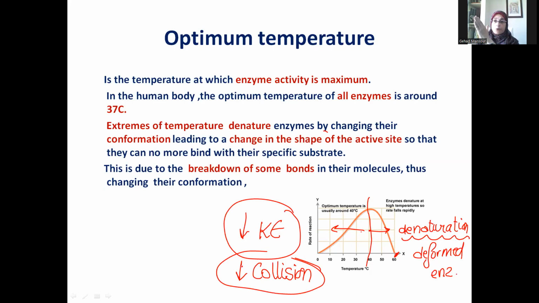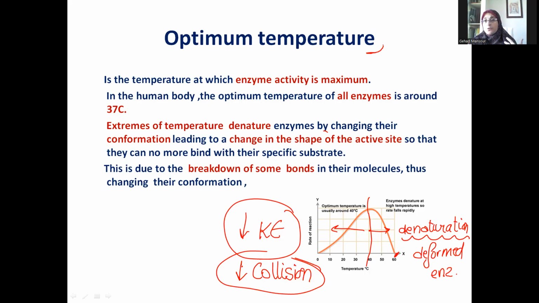Above the optimum temperature, when you reach very high temperatures, you break down bonds in the enzyme. You make the enzyme molecule deformed, and it is no more capable of carrying out its function. If you diminish the temperature, the kinetic energy of the reactants diminishes, collisions diminish, and therefore the rate of the chemical reaction will diminish.